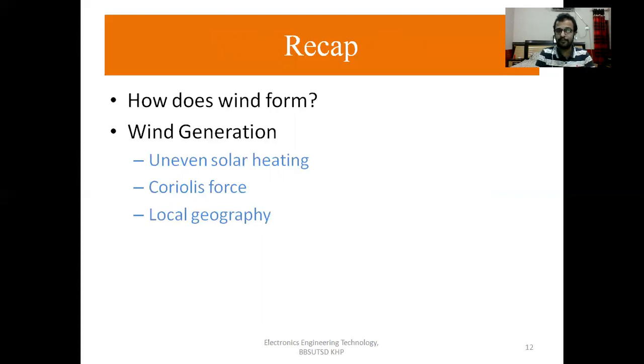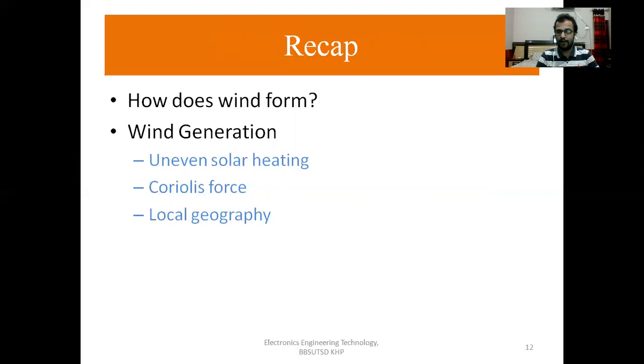And after that we have the Coriolis force. It directly affects the speed and the direction of the wind, meaning the wind direction from north to south or south to west. And after that we have local geography. In local geography, we have natural geography as well as man-made structures which affect wind generation. So that's all about today's session.